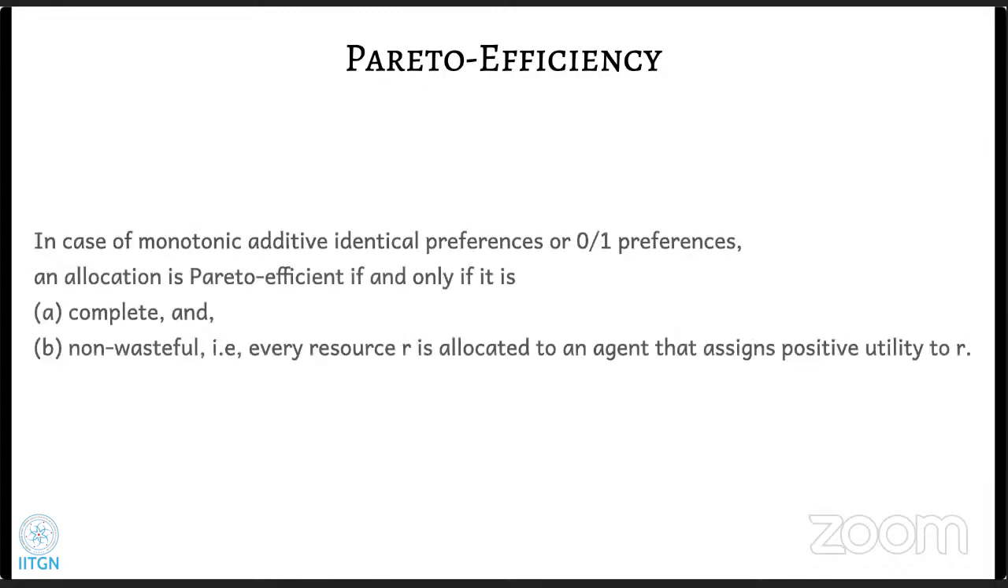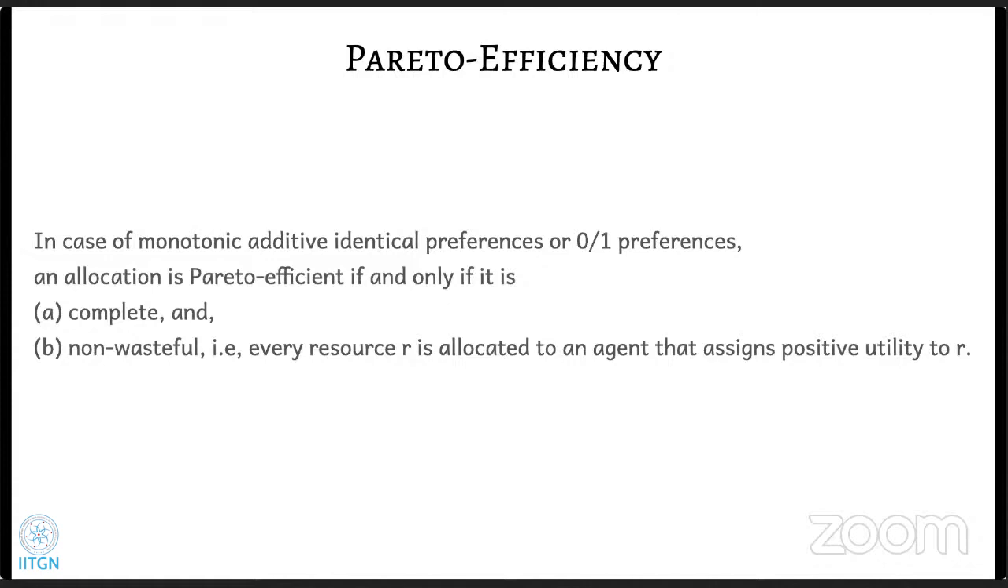But it turns out that if you have preferences which are 0-1, or preferences that are additive and identical, then Pareto efficiency can be captured by two simpler things, which is completeness and non-wastefulness. Let's assume for simplicity that this is not a mixed utility matrix. Everything is strictly positive or 0, so essentially non-negative. So if every resource is given to somebody who values it non-trivially, and you actually allocate everything, then you do get Pareto efficiency.